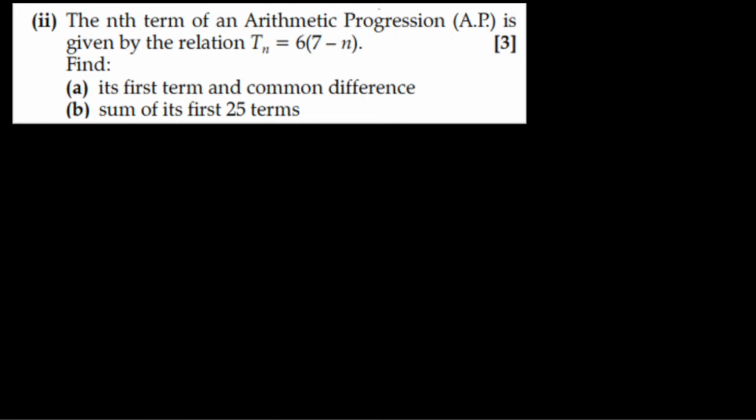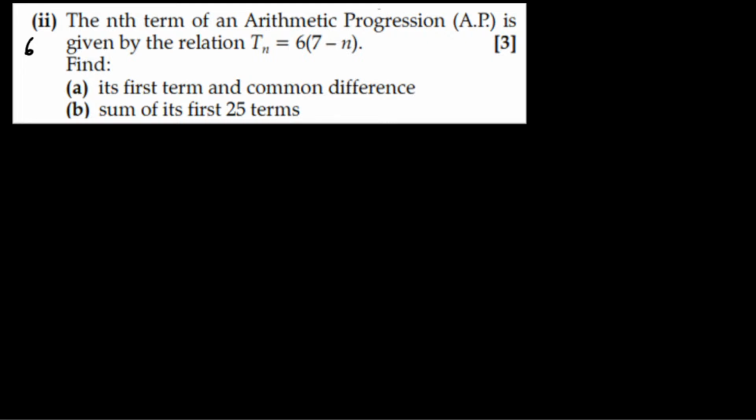So question number 6, second part we are going to do now. It's of AP, arithmetic progression. The nth term of an arithmetic progression is given by the relation Tn is equal to 6 into 7 minus n. So the nth term is given to us. We have to find the first term, the common difference, and the sum of the first 25 terms.